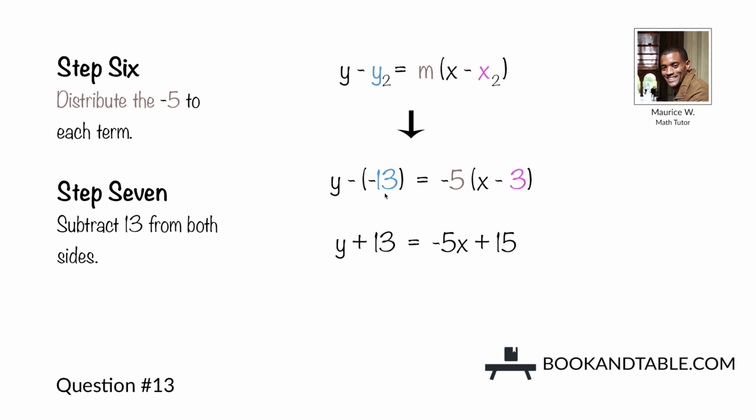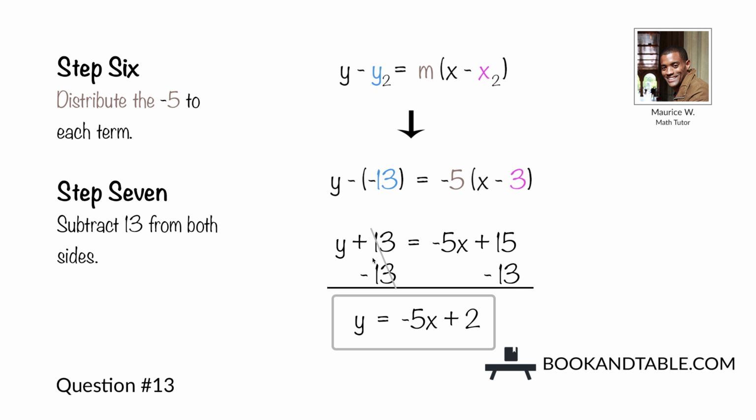Y minus -13 is y plus 13. And that's equal to -5x plus 15. To get rid of this plus 13, we want to subtract 13. 15 minus 13 is +2. So again, we wind up with the same equation. Y is equal to -5x plus 2.